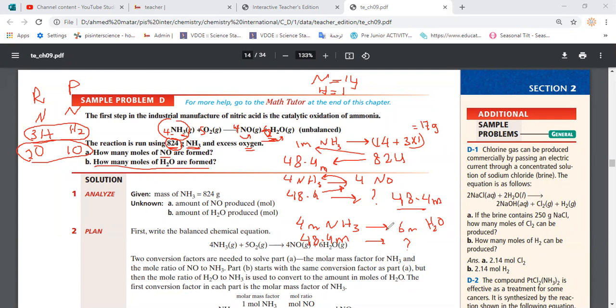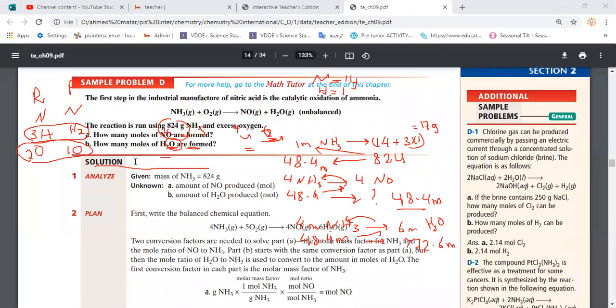48.4 multiplied by 6, divided by 4. Could you calculate it, please? 72.6. So 72.6 moles. Is it hard like this? No. It's not that hard.